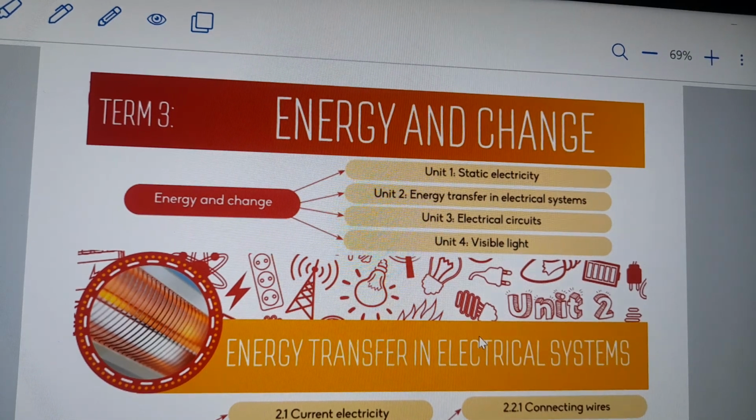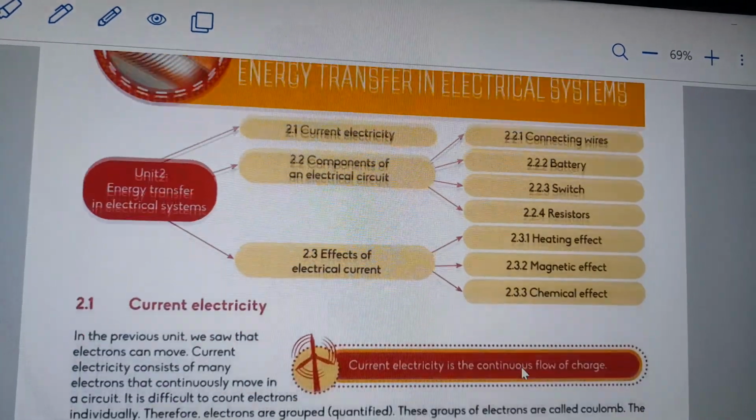And today we are looking at unit number 2 of energy and change. Remember, term 3 we are doing energy and change, and we are looking at unit number 2 on page 173. Unit number 2 covers energy transfer in electrical systems.